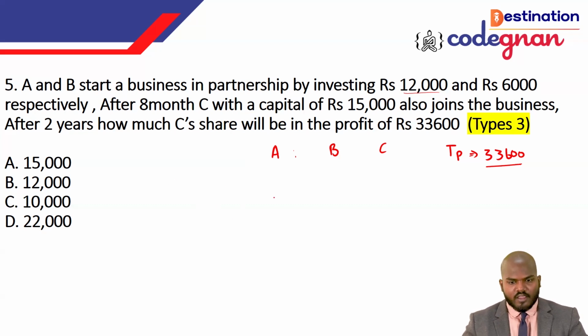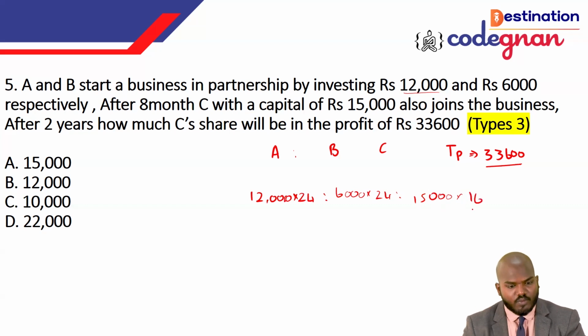Okay, so A was investing what? That is 12,000 rupees for 2 years. 2 years means 24 months. And B is also investing 6,000 rupees, right? So 6,000 times 24. And C was investing what? 15,000 rupees, but he was investing for only 16 months, because he joined only after 8 months, right? So we can take only the 16 months.